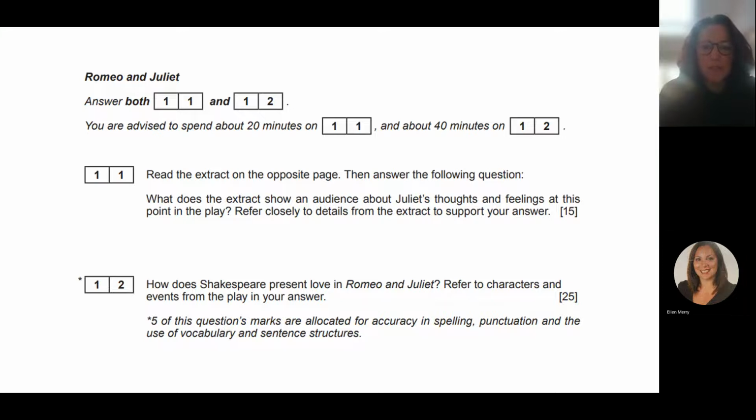So the shorter 15-mark extract question, where you focus just on the extract for 20 minutes, is on Juliet, her thoughts and feelings. And the essay, the 25 marks for the longer piece of writing, 40 minutes, is on love, the theme of love.